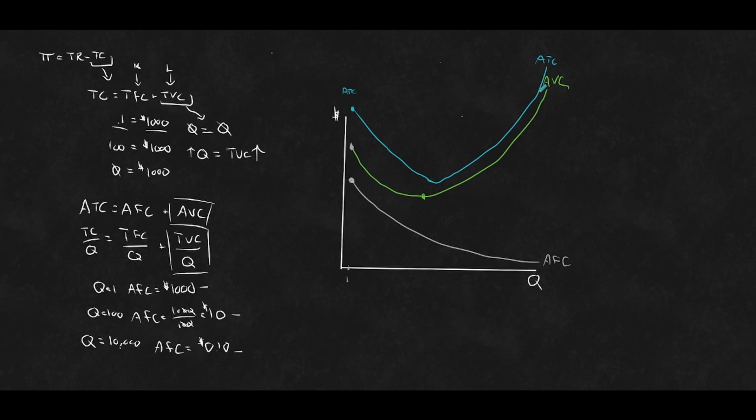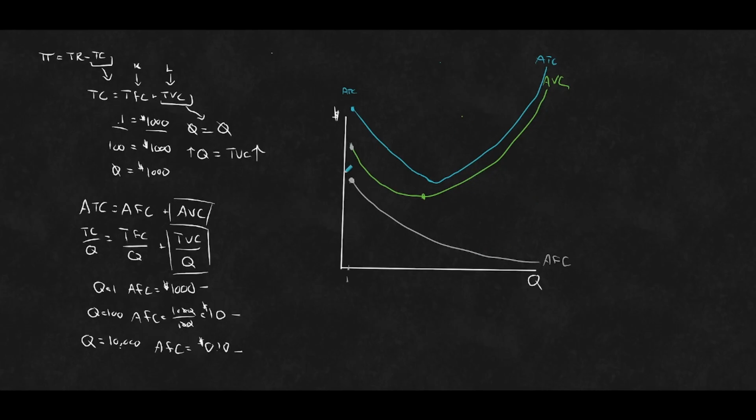And again, the reason why it will never, ever touch it is because the distance between average variable and average total is the value of the average fixed. And so initially, there's a big distance between the two because initially our average fixed cost is large. As we increase our quantities, the fixed cost per unit is getting smaller, smaller, smaller, and so the distance between total and variable cost gets smaller, smaller, smaller. And so we get our 3 different average cost curves.